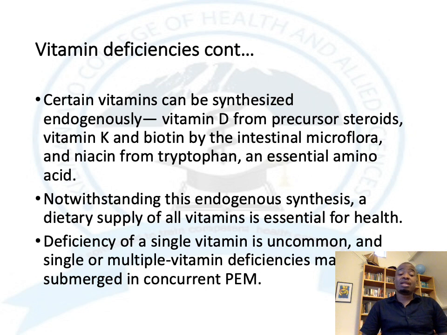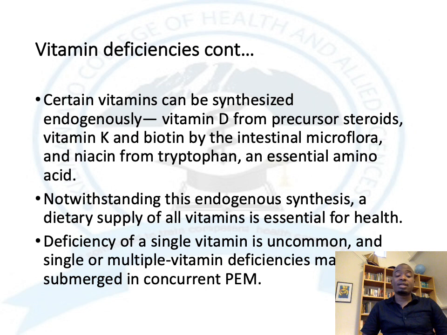Certain vitamins can be synthesized endogenously in the body: vitamin D from the precursor steroid, vitamin K and biotin by intestinal microflora, and niacin from tryptophan, an essential amino acid. Notwithstanding endogenous synthesis, a dietary supply of all vitamins is also essential for health.